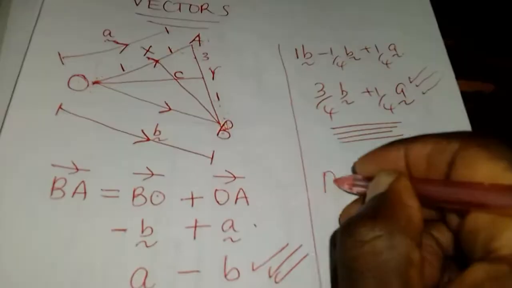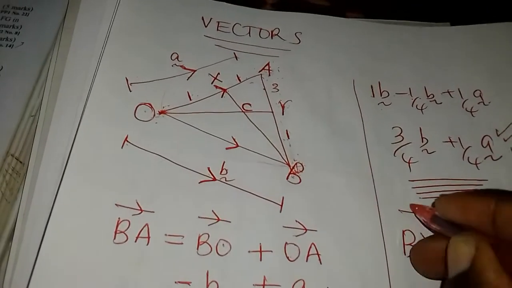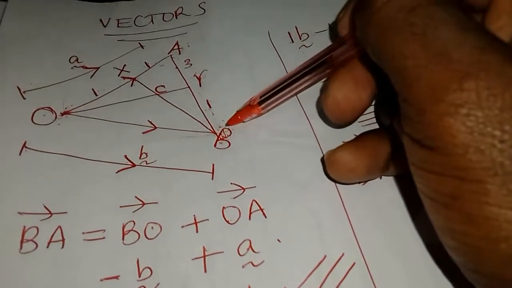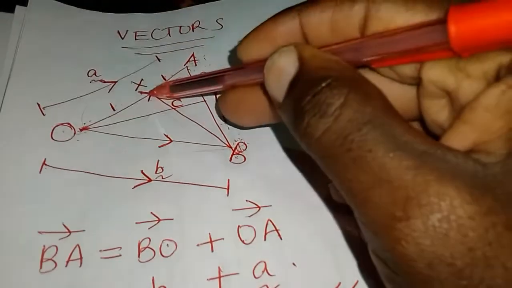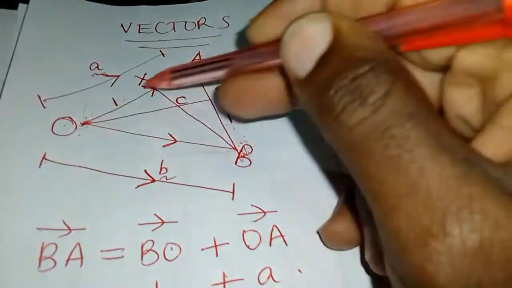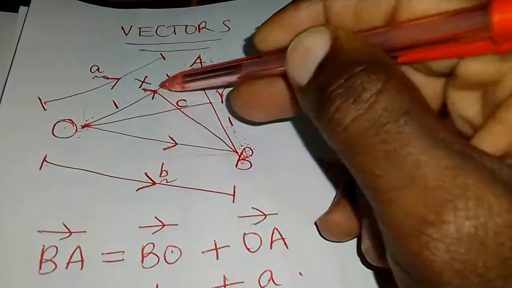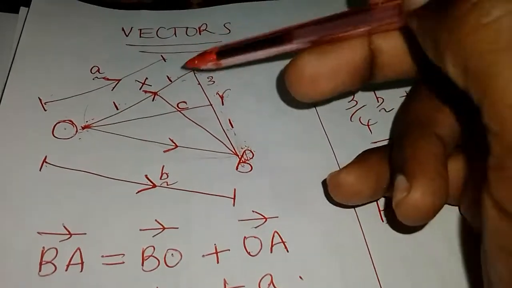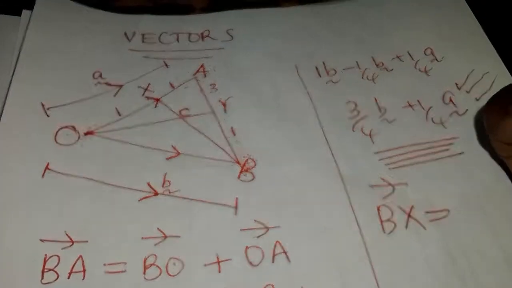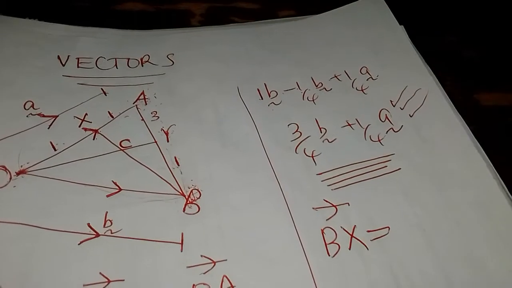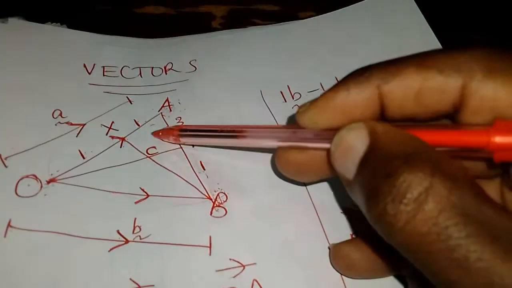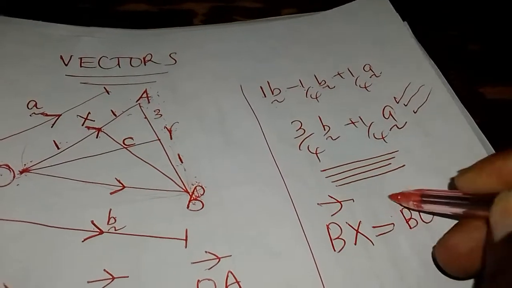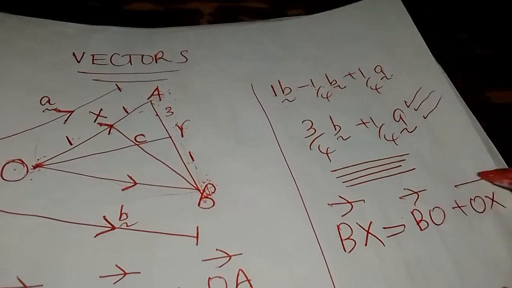BX. How do we get BX? Vector BX. Now I want to move from B to X. How do I go? I can either say BA plus AX. I can as well say BO plus OX. This one becomes easier, because I have to go against the arrow of AO again. So BX is equal to BO plus OX. So I'll say BO vector plus OX vector.